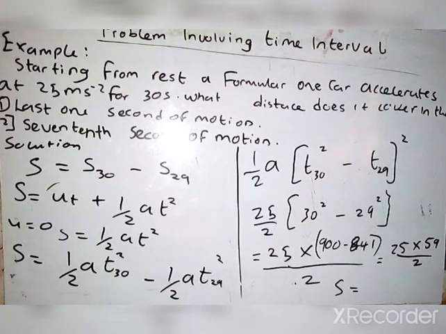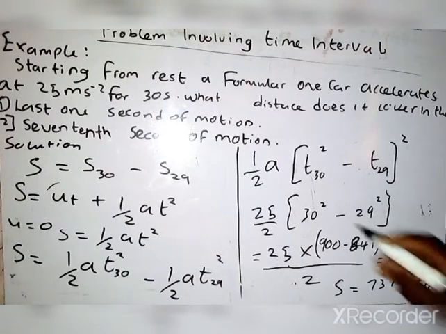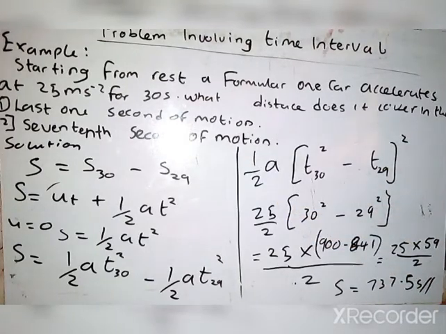So that will be 737.5. The unit of distance is meters. So our distance for the last 1 second of motion is this. But from this place, we can derive one formula. Let's solve the second one, and we'll derive the formula for it.